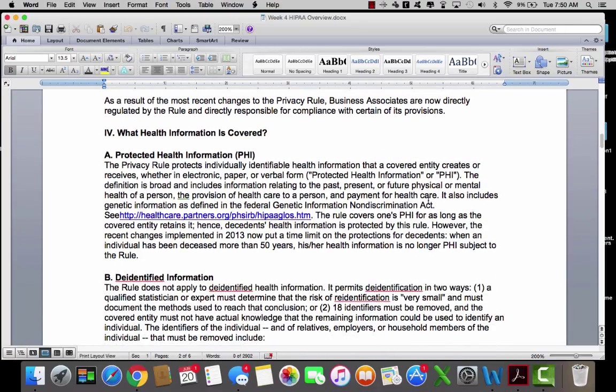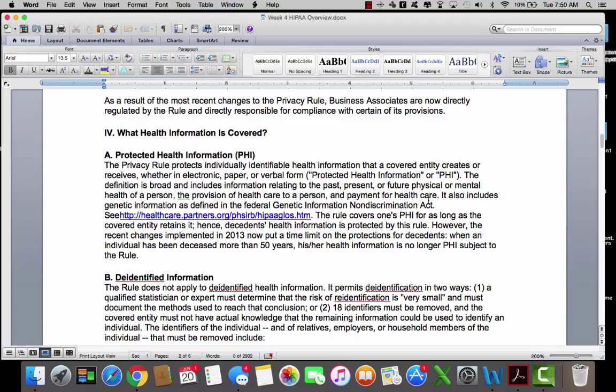So what is covered under HIPAA? What are we talking about here? So the privacy rule has what is called protected health information. And under the privacy rule, we're talking about any information. So it could be electronic information, it could be paper information, it could be oral information, so people talking to one another. Any information is covered under the privacy rule. And it's a pretty broad brush of information.